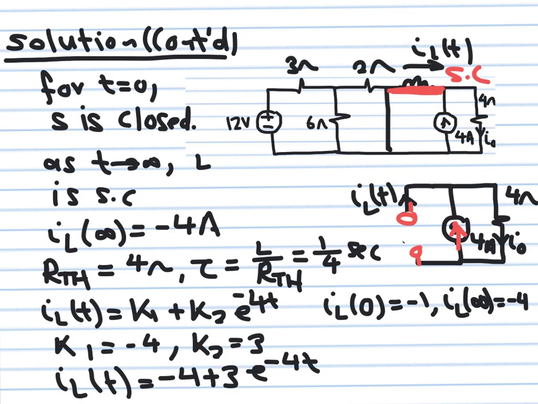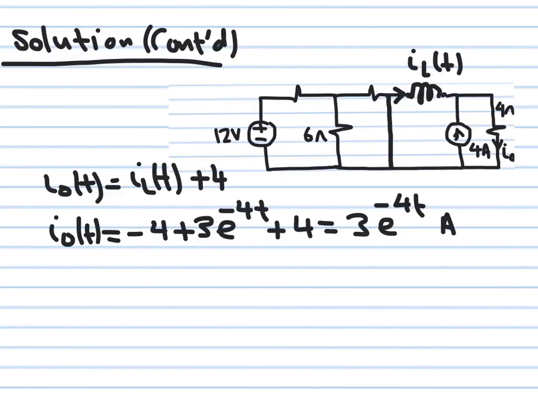Okay, but remember this, in this question they were not asking for the inductor current. They were asking for another current called I naught of t. So after you get IL of t, we take a look at the circuit and then try to find I naught of t. So here, this is I naught of t I'm looking for. This is IL of t. I already have the expression for IL of t, but you can see if I apply KCL, I naught of t is equal to IL of t plus 4 ampere.